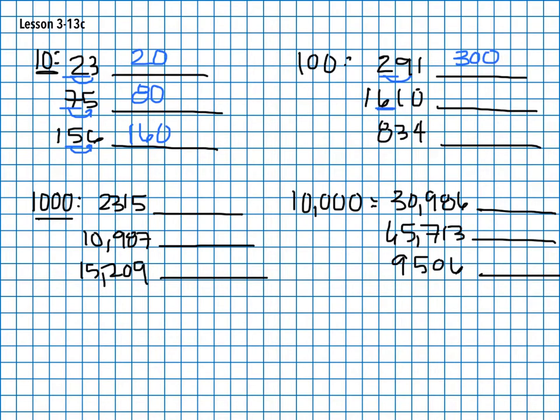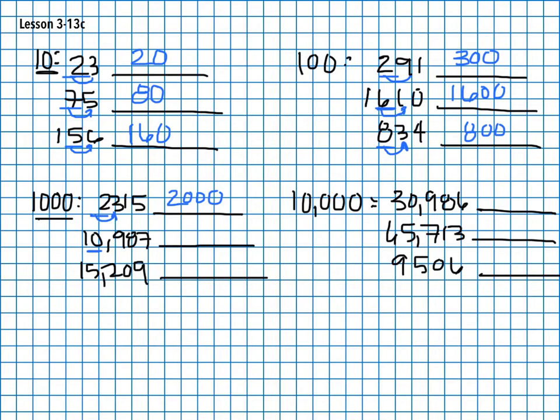Look at 6, look at our neighbor, 1. 0 through 4, go to the floor, so that's going to be 1,600. And then 834, 3 is going to tell us to go down, so that should be 800. All right, looking at 1,000, 2's in the 1,000 spot. Look at our neighbor. 3 says to go down, 2,000.